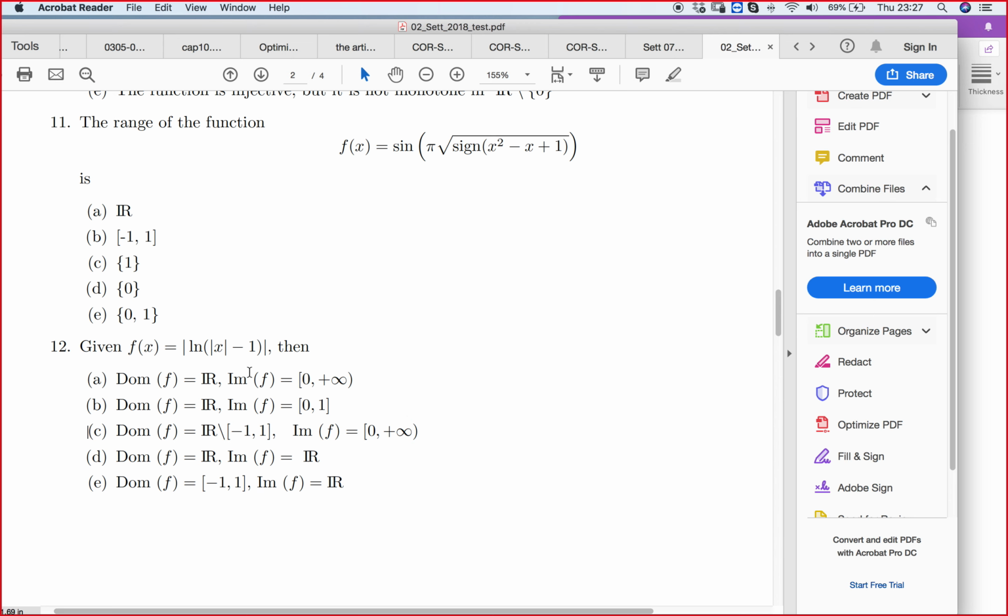You will probably be asking, why don't we check also for the image? But I don't need to check for the image because I have the only domain that is the correct one, right? And so I stop. Okay, the answer is C. Doubts?